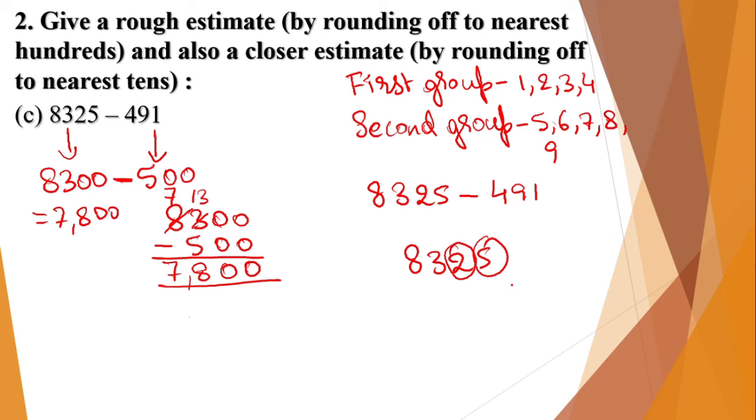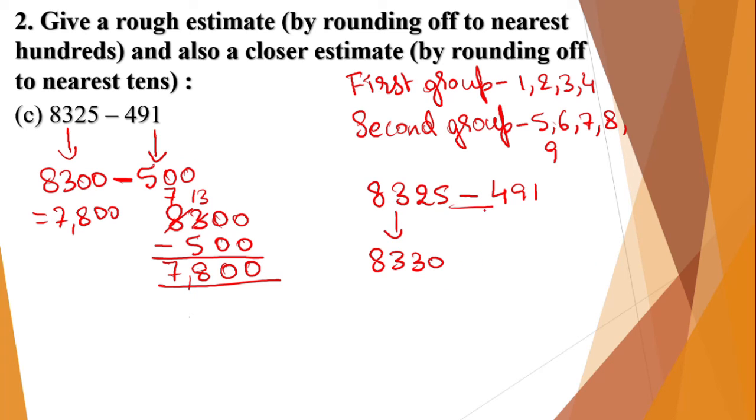Now here we should check 5. So as you can see, 5 is in the second group. So if the number is in second group, we will add 1 to the first circle digit, which is 2. So 2 plus 1 is 3. Now 8 and 3 will be as it is, and 2 will become 3 because we added 1, and 5 will become 0. So we will get our answer as 8330. So 8325 round off to nearest tens will give us 8330.